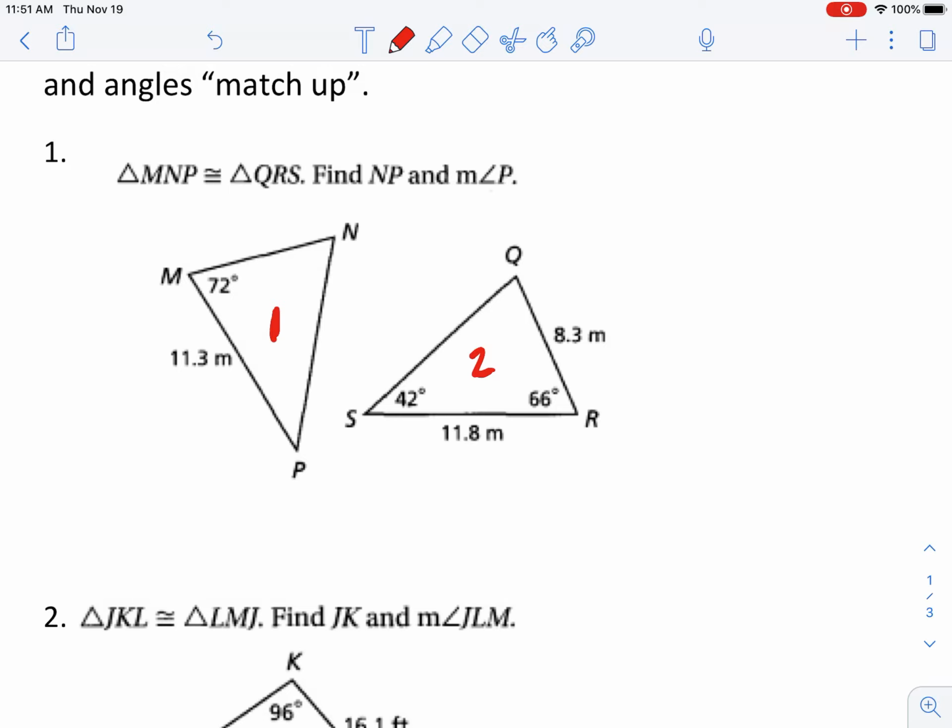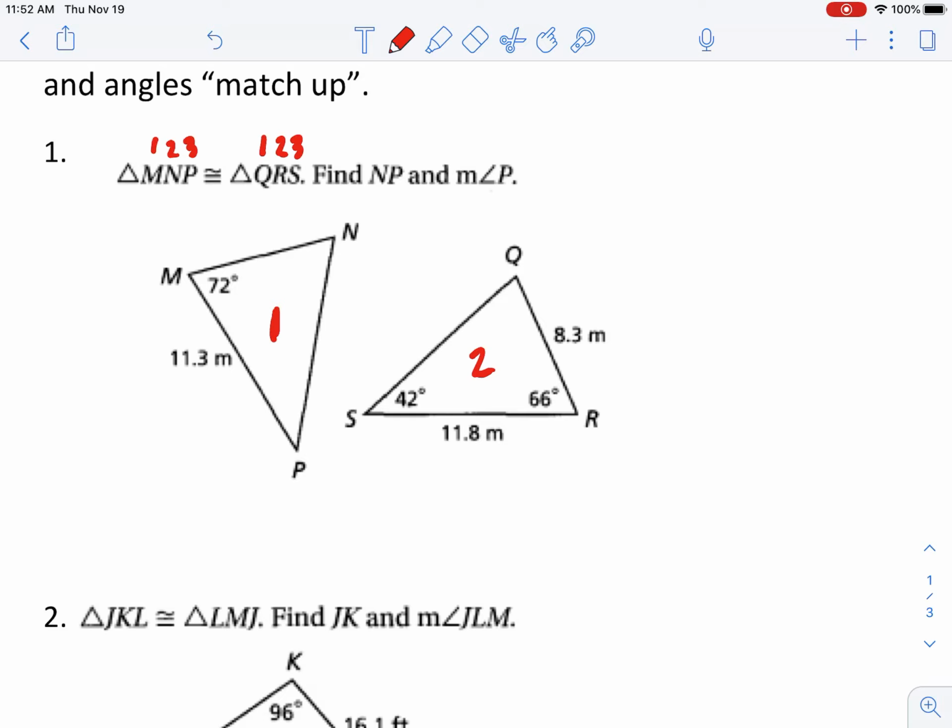And the order that they wrote the letters in is important. They put the M first, the N second, and the P third, right? So there are 3 positions here: first, second, and third. And then they wrote the QRS in that order on purpose: the Q first, the R second, and the S third. By on purpose, I mean we can find which side is congruent to which side by the order that they wrote the letters in, and we can do the same with the angles.